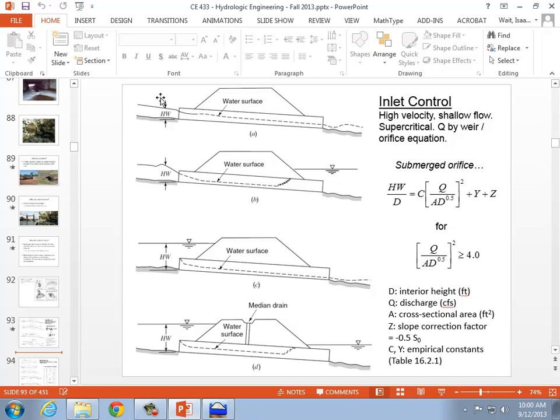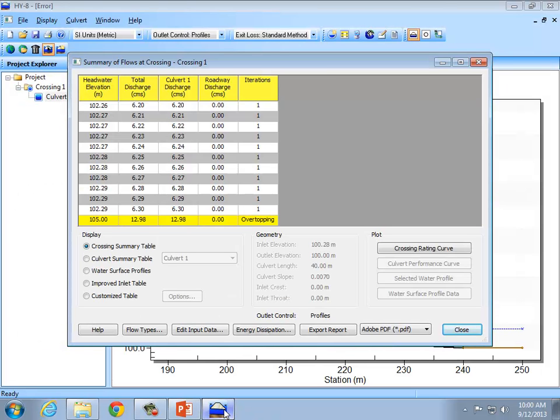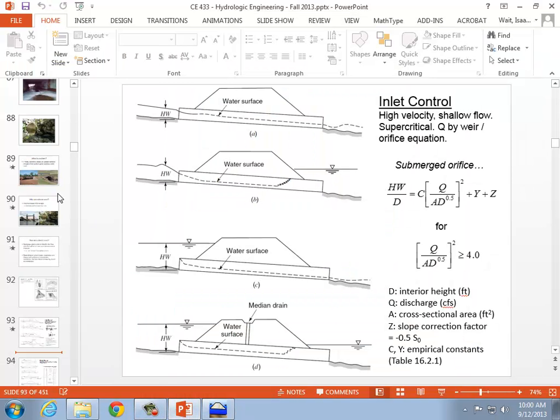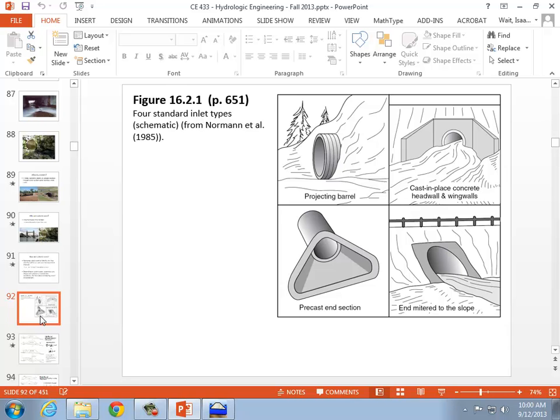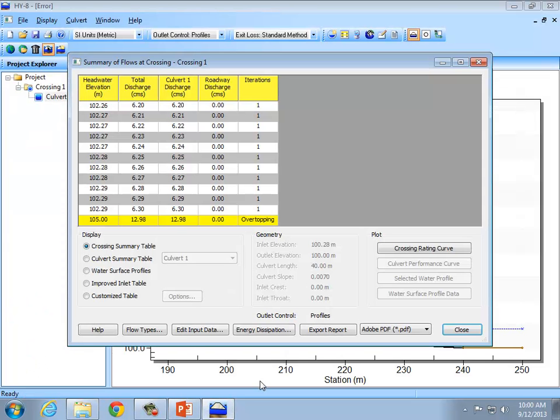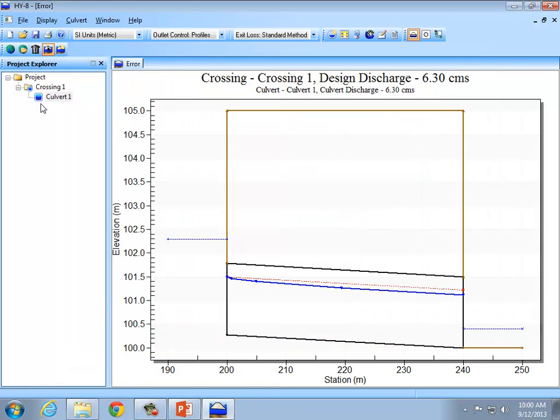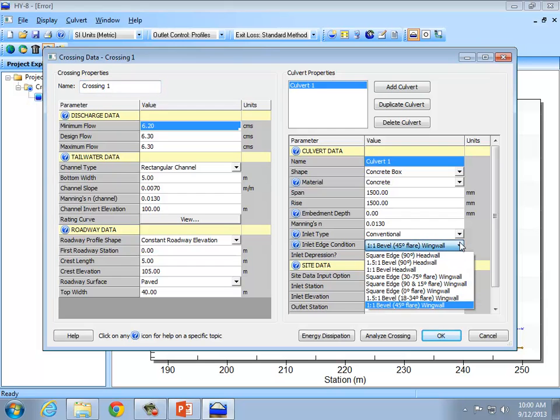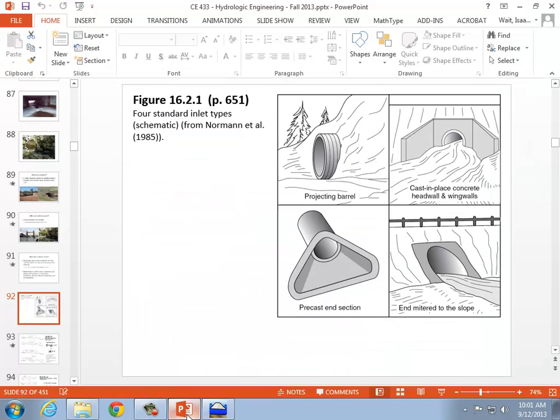Yeah. Is the bevel head wall where it's mitered into the roadway, and the bevel wing wall where they're above? So you're asking about the different options in the program? Yeah. I don't know all those different options. So let's go to the list. So this one. So what was your question? Is the bevel head wall where it's mitered into the roadway and the bevel wing wall? So mitered, probably, yeah. I don't know. We could Google it and find out.